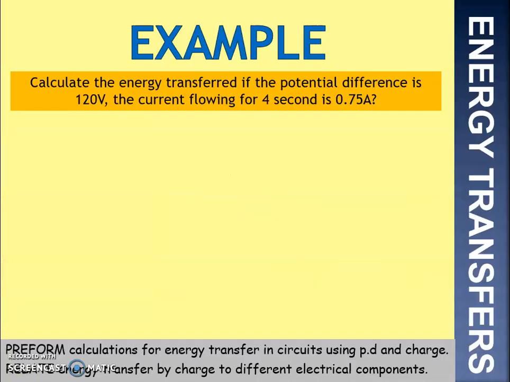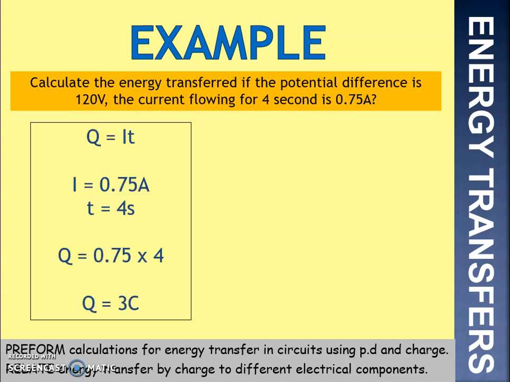Okay, the reason I've gone through that equation is we will need it for this question. Calculate the energy transferred if the potential difference is 120 volts and the current flowing for 4 seconds is 0.75 amps. So to calculate the energy transferred, we need the charge. We're not given the charge in this case, we need to calculate the charge. So we calculate the charge by Q equals IT. Charge equals current times time. We know our current and we know our time. Current's 0.75 times 4 seconds. Multiply them by each other, we get a charge of 3 coulombs.